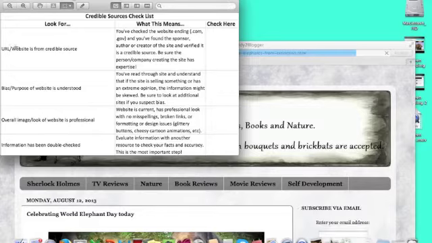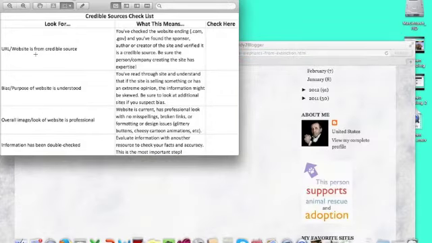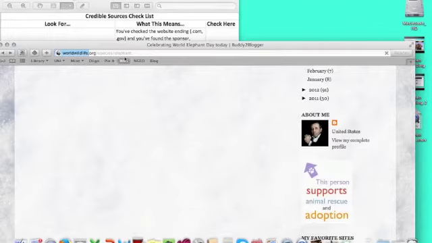Now that we've gone over URL and the website, whether it's from a credible source or author, we're going to move on to the second point, which is bias or purpose. Here's where we want to make sure the site isn't selling us something or trying to get us to believe something with a bias. The World Wildlife site, if we can get back to that, has no ads or pop-ups.